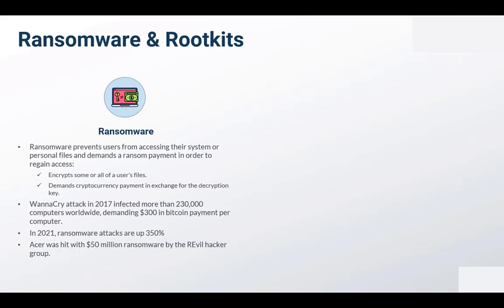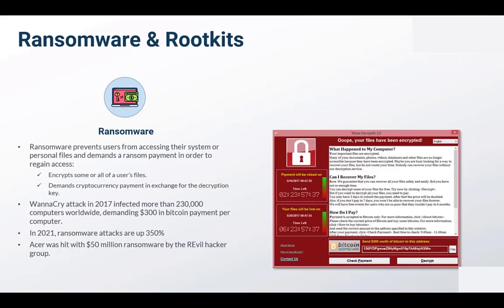And in 2021 and 2022, ransomware attacks went up by 350%. So they can increase with the passage of time. Acer is a company that was hit with about a 50 million ransomware demand by a hacker group called REvil. This is a very popular ransomware attack. You can Google it yourself, and it can harm millions of computers. This is a very dangerous type of malware.